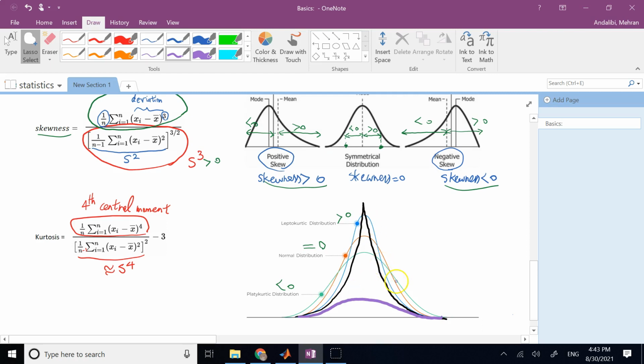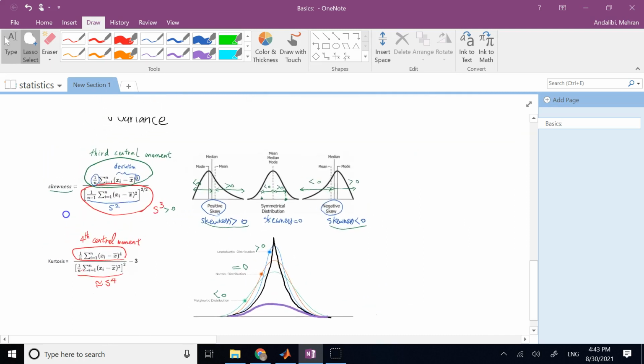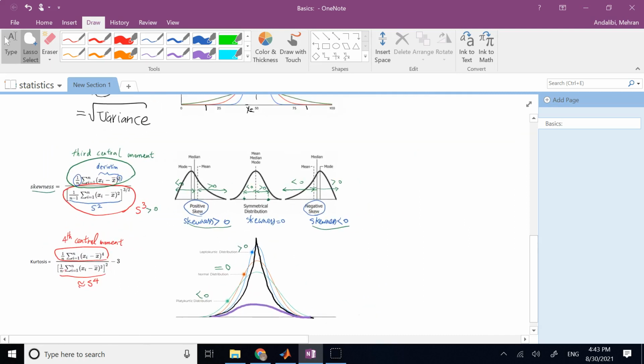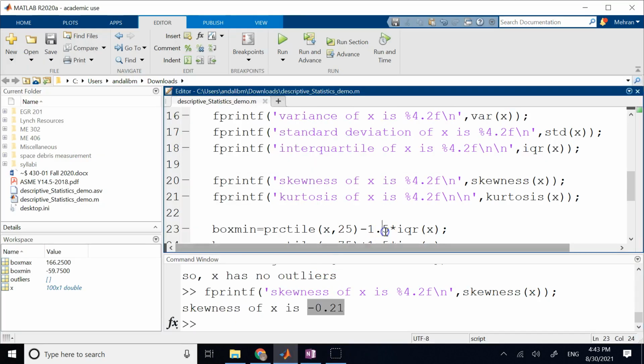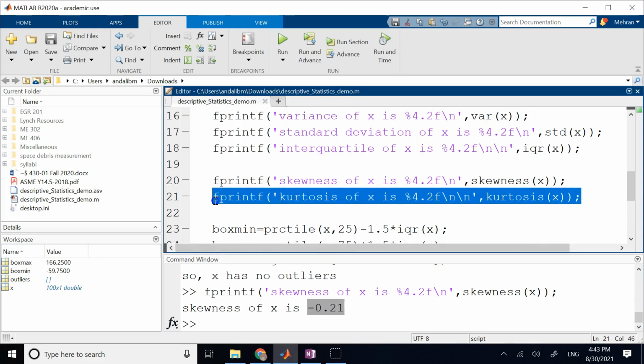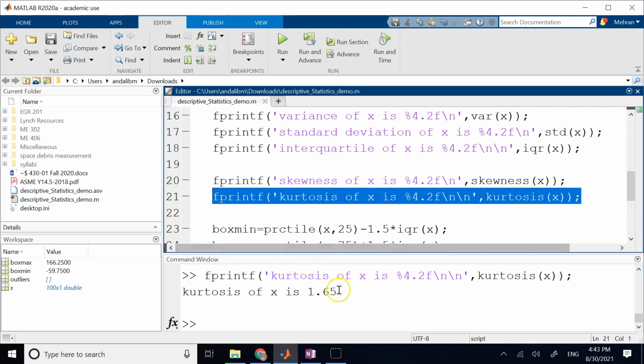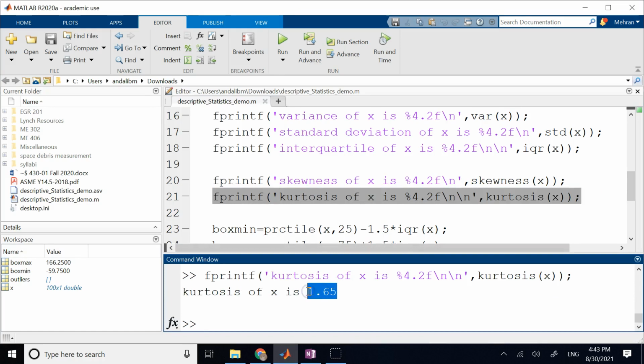Okay, so the peakedness of the distribution is called kurtosis. And again, all you need in MATLAB is to use the command kurtosis. Okay, so once you run it, that will give you the kurtosis of the data. Positive means it's a little bit more peaked, sharper than the normal distribution is.